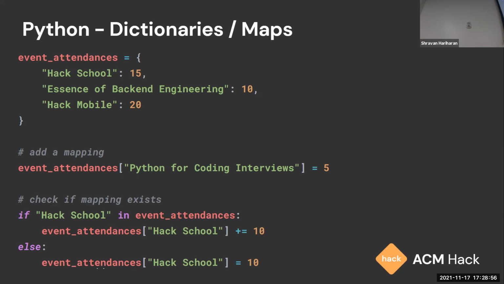Here an error wouldn't throw because we're assigning a value, but since we're incrementing a value, it would error out because the default value isn't defined. If hack school wasn't in this map, then plus equals 10 wouldn't know what to increment from. It doesn't increment from 0 by default. So be careful you're setting your default cases first.